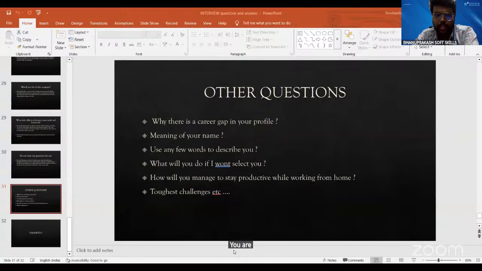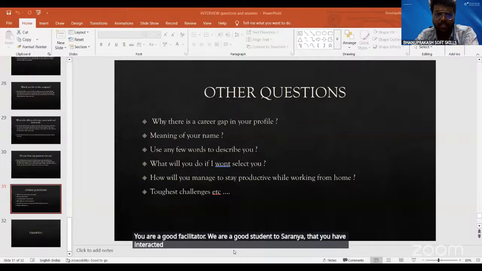You are a good facilitator. You are a good student, Sharanya, that you have interacted throughout the session for two long hours.